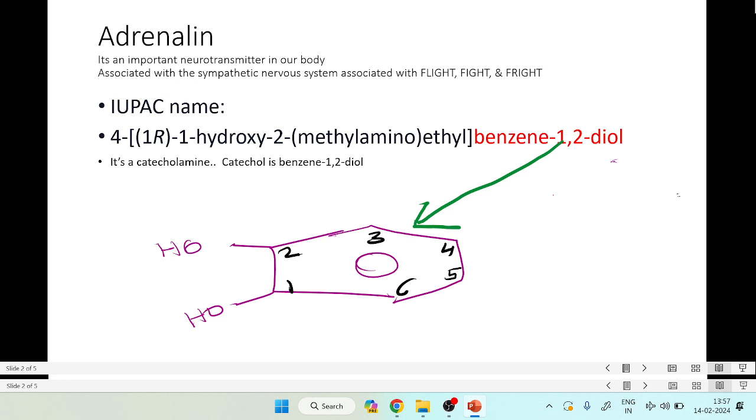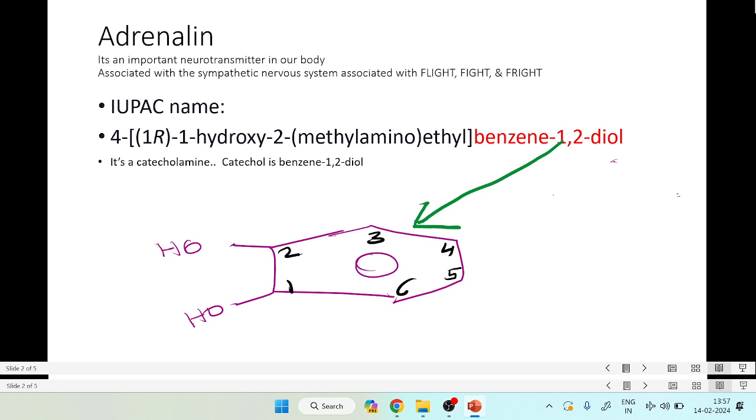and fright, okay? So now, if you look at the IUPAC name of adrenaline, it's 4-[(1R)-1-hydroxy-2-methylaminoethyl]benzene-1,2-diol. I want you to look at the rightmost part of the name, which is benzene-1,2-diol. Okay, the structure is given below. This is a benzene ring with the two hydroxyl groups on C1 and C2 numbered as per IUPAC.